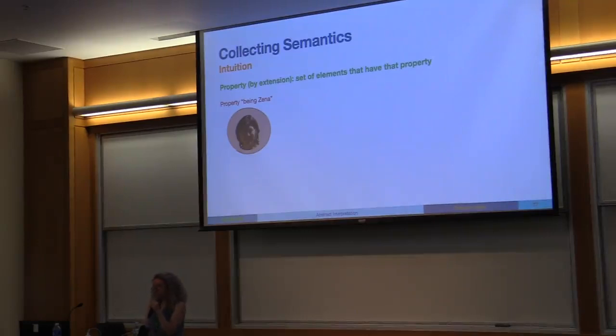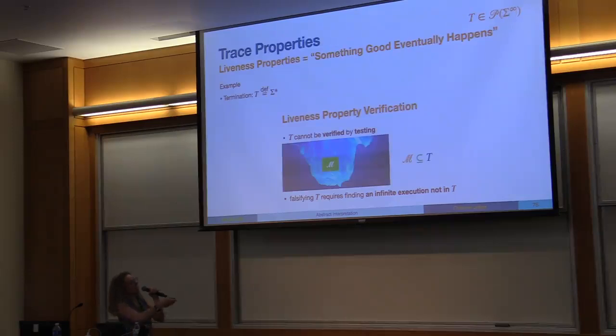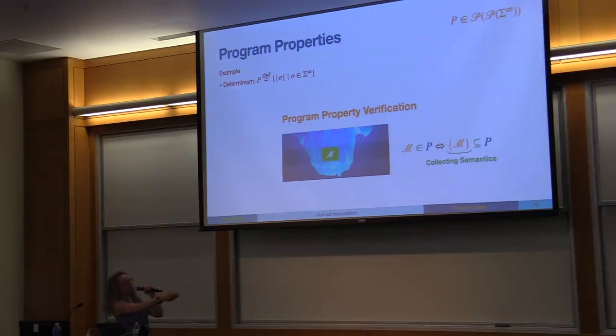So it's the same for a program. What is the property of being a program P? Well, it's a set that contains the program P, or actually its semantics, if you want. So this is the intuition for the collecting semantics. Here you have the strongest property of your program, and you want that property of your program to be a subset of the property that you want to verify. Or another way, you want your program to have that property. Okay.